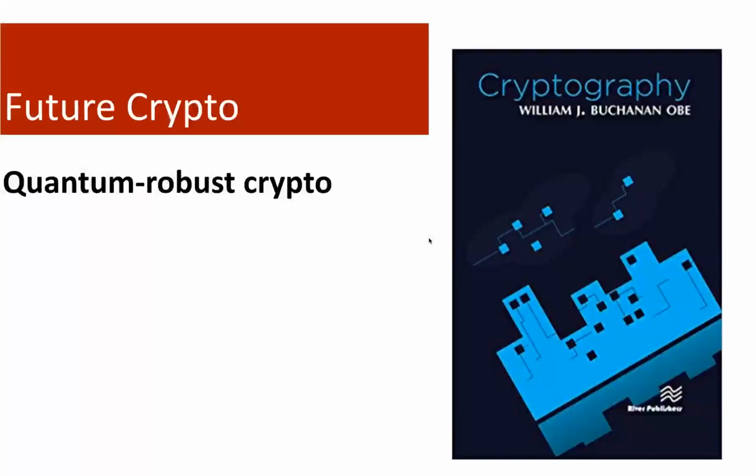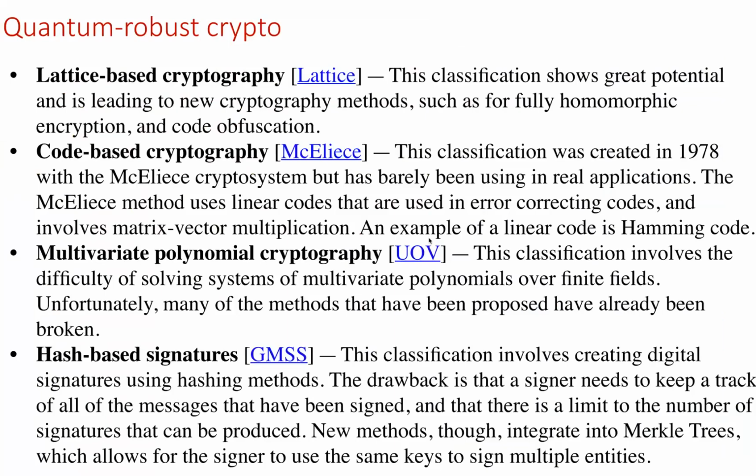So the next area is quantum robust crypto, and the problem we have with quantum computers is that Shor showed that you could crack RSA, factorize the prime numbers, and you can also crack elliptic curve, along with discrete logarithms such as ElGamal. So all our existing public key methods that we use to sign things are gone when quantum computers come along.